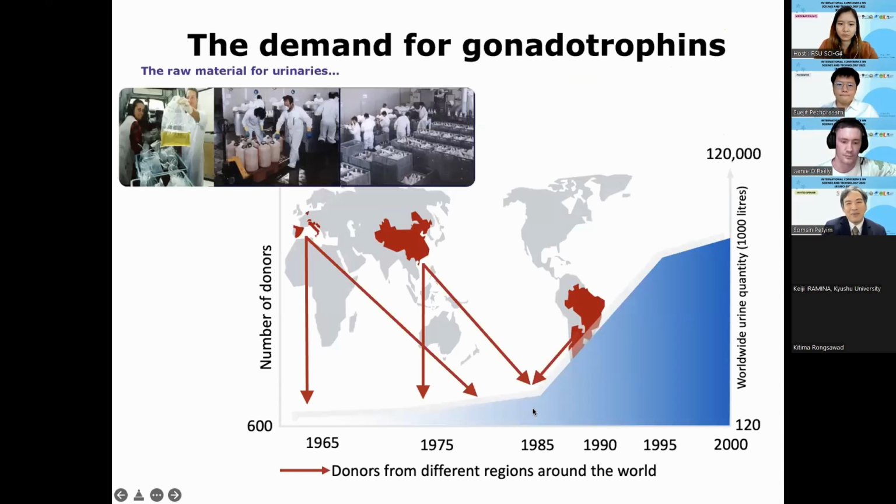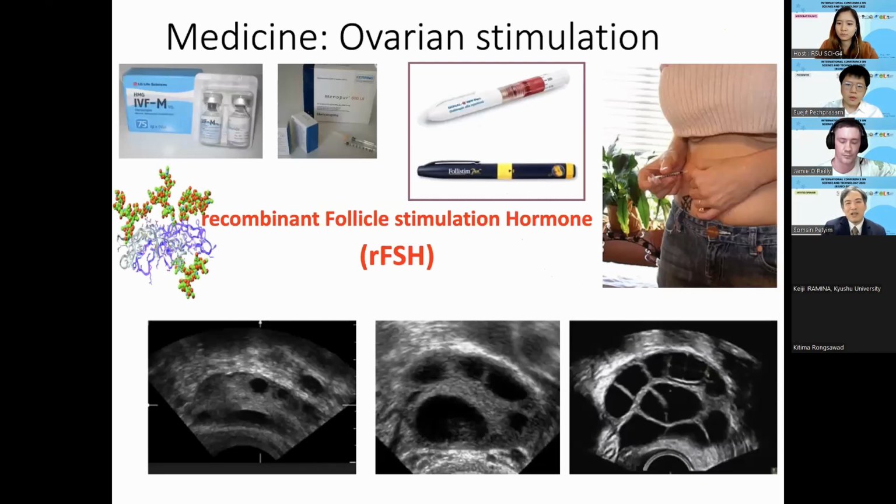But the demand for urine was very high. It's not enough for the people in the world. So now they have changed to recombinant FSH. They use biological engineering to produce FSH artificially, and they purify it into the pen. The technology is now advanced, and they can produce and purify enough to use as an injection into the tummy.